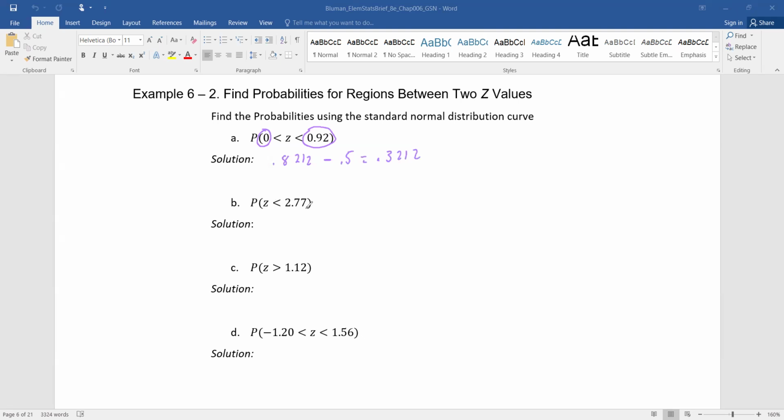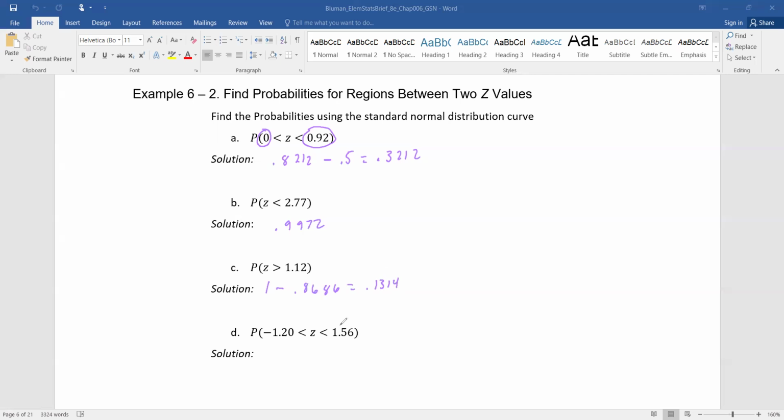If I want something less than 2.77, all I have to do is go find the z-score of 2.77, which comes out to 0.9972, and that's my answer because this is to the left of my z-score, and therefore there's my data. If I want the right, I need to do 1 minus whatever my z-score of 1.12 is, which looks like it's 0.8686. Therefore, that would be 0.1314. So if I want something greater than 1.12 z-score, then that would be a 13.14% probability of that happening.